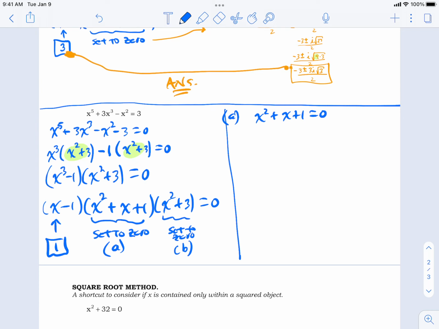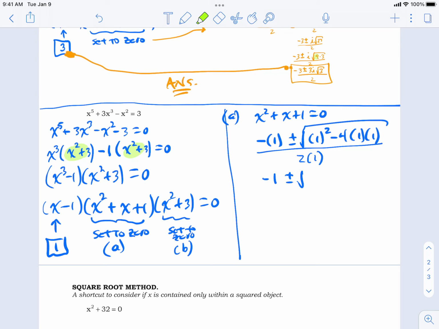That's a quadratic formula thing. x equals negative b, b is 1, plus or minus the square root of b squared, which is 1 squared, minus 4ac, all over 2a. Which simplifies to negative 1 plus or minus the square root of... Now notice up here, this is basically 1 take away 4. So that's a negative 3. It's the square root of negative 3. That's going to be i square root of 3, all over 2. And that's 2 more solutions.